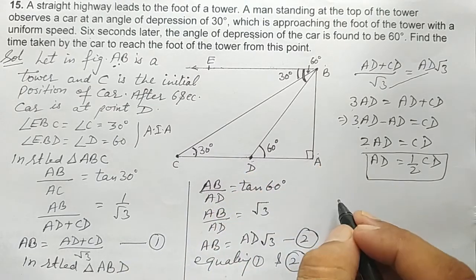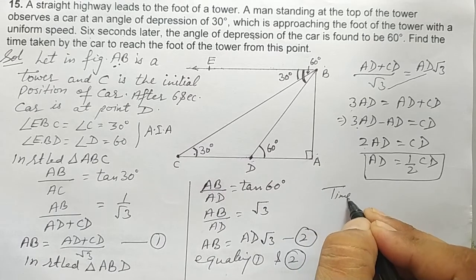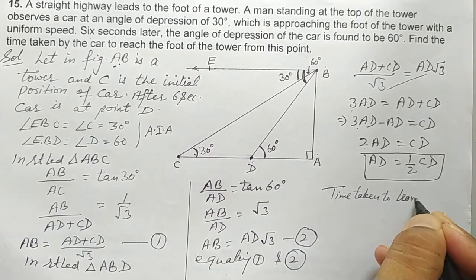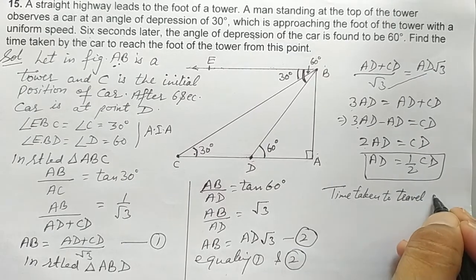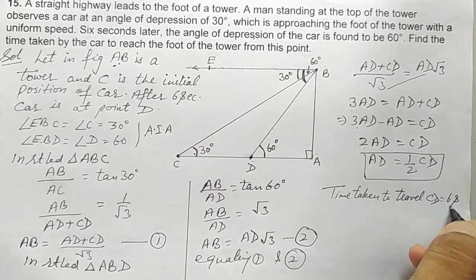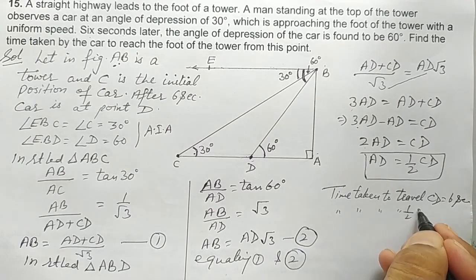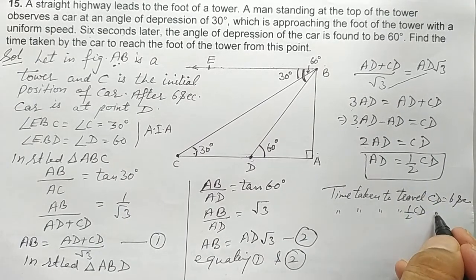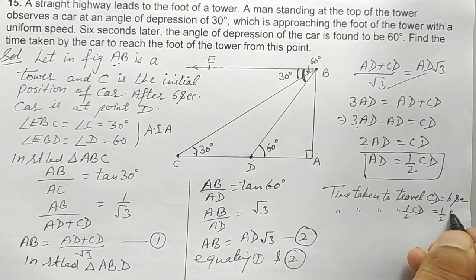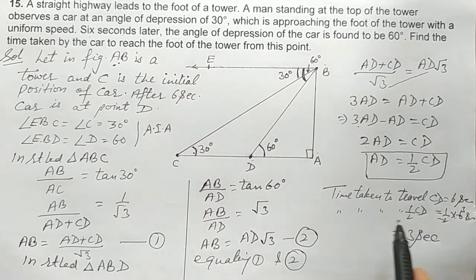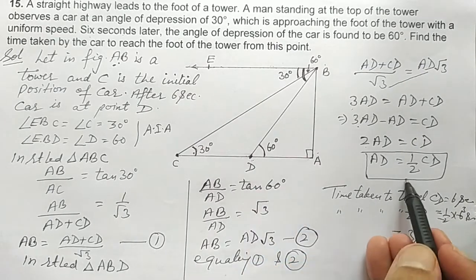So we will write here: time taken to travel distance CD is equal to 6 seconds. Now time taken to travel half CD, and you know what half CD is here, that is AD. So that is half of 6 seconds, that is 3 seconds, right? So it means for traveling AD it takes 3 seconds.